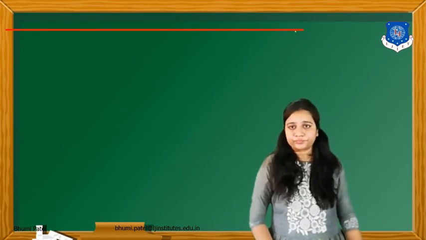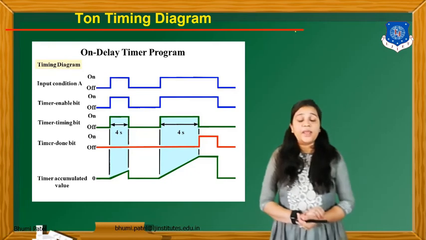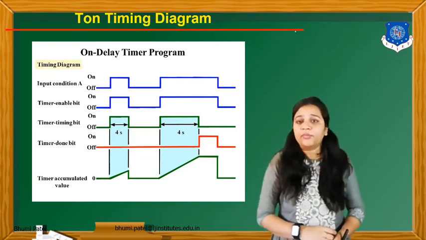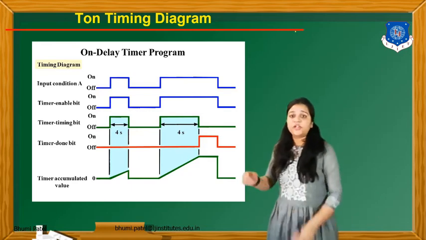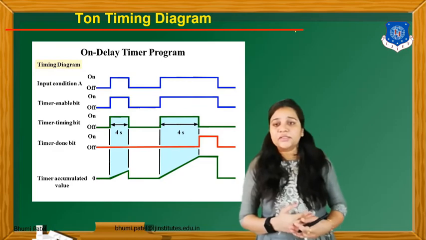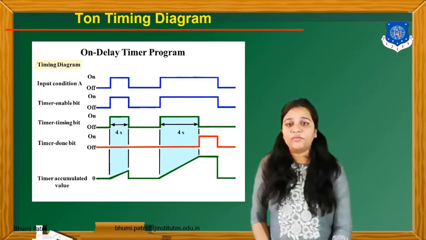Now, this is the T on timing diagram. As we studied in the retentive timer, the T on delay timer timing diagram is the same. First, the input condition is on. The next must condition is that the timer enable will be on. So here the EN bit will be on.